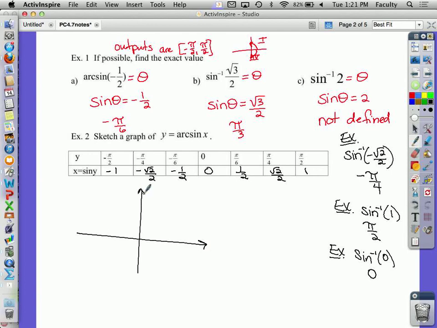Now, my table is backwards. I want you to notice that. My x's are in the bottom row, and my y's are in the top row. When you're doing inverse sine or arc sine, those are interchangeable. Remember, the domain is now -1 to 1, and my range is negative pi over 2 to pi over 2. So this is going to be a little bit confusing when you're trying to use this table because they're reversed.